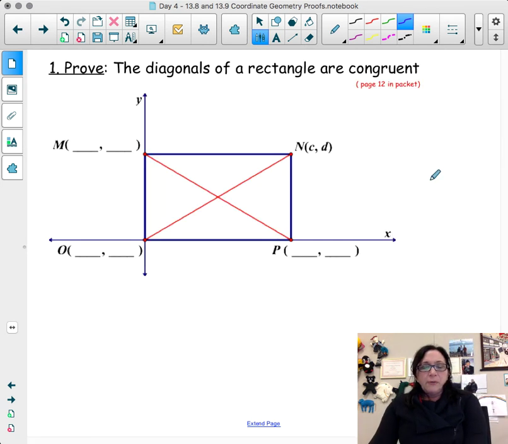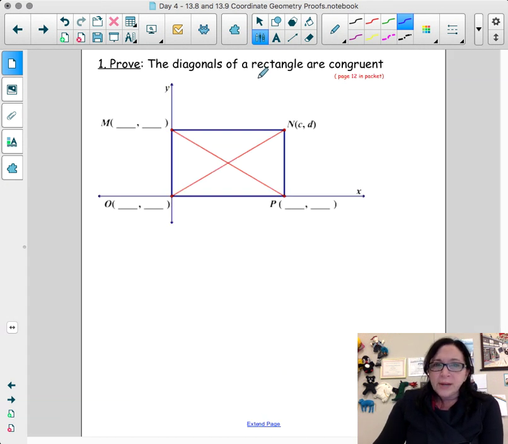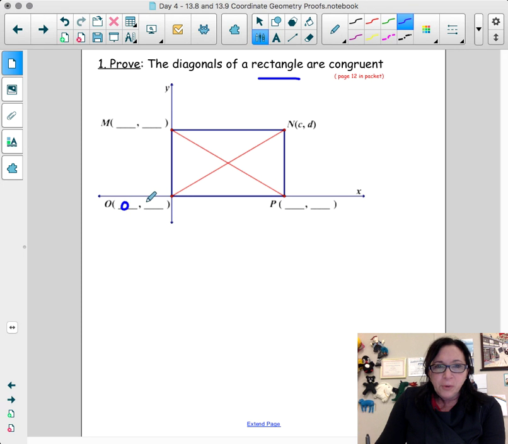So we're going to start off with this proof right here. This proof says the diagonals of a rectangle are congruent. Now this happens to be page 12 in your packet. So if you don't have that out in front of you, get that out now. We're going to first label the points. And so we have this point being 0, 0, because it's right here. This point up here is going to be over 0, but up D.